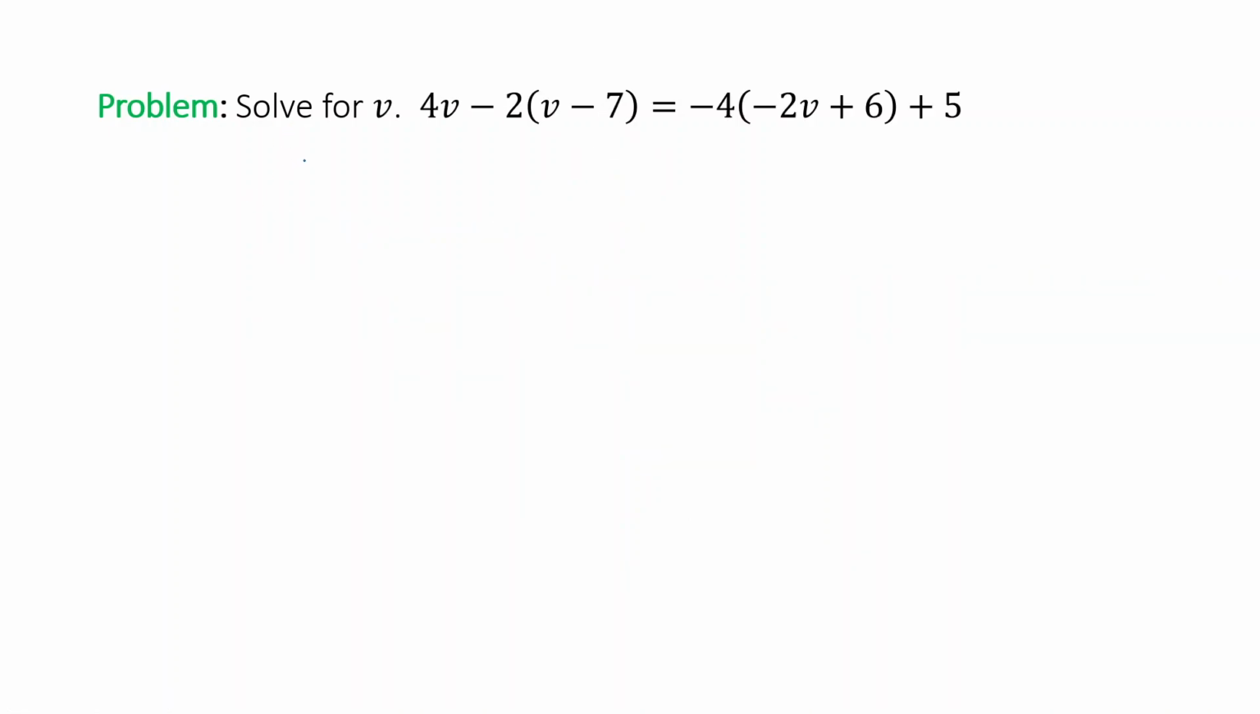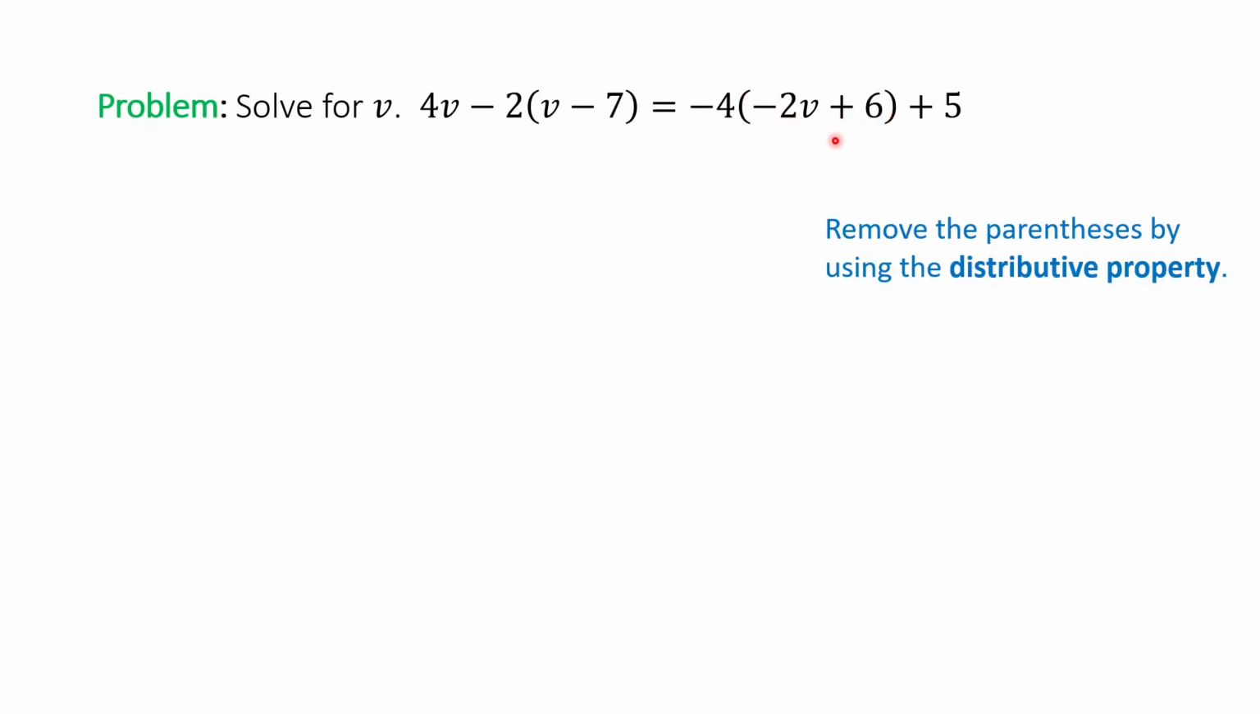Now we are going to do this problem. We need to solve this equation. In this equation, there is parenthesis here and also parenthesis here. So first, you need to remove these parentheses by using the distributive property. Write this 4v. Now use the distributive property.